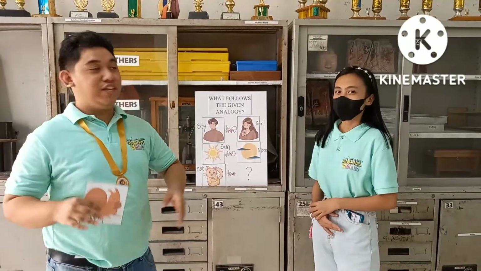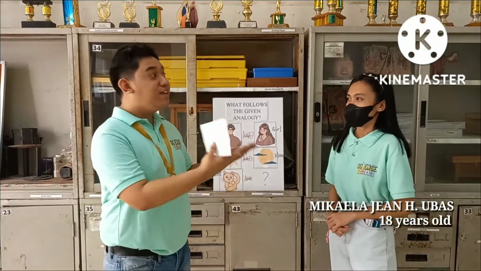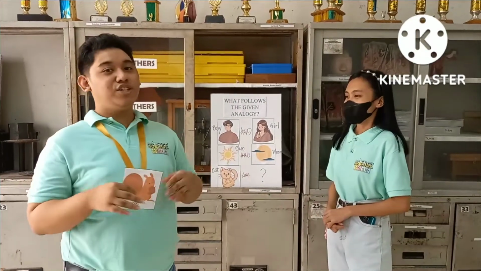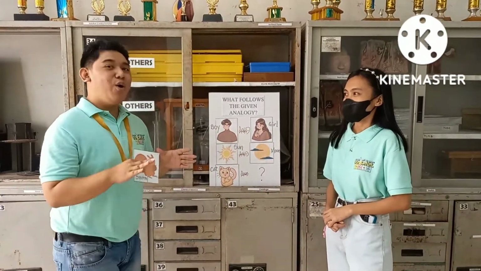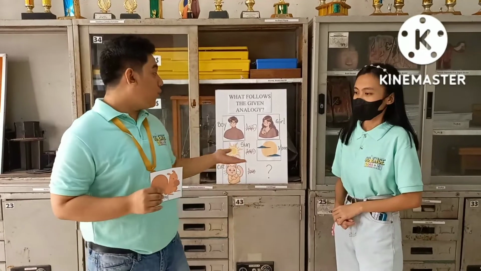We are now in our second batch of the interview, which is Miss Michaela Ubas, 19 or 18 years old, right? 18. Yeah, she's a female girl, of course. Now we're going to study the formal operational stages, which is the analogical reasoning in her part, as we question her in this board.